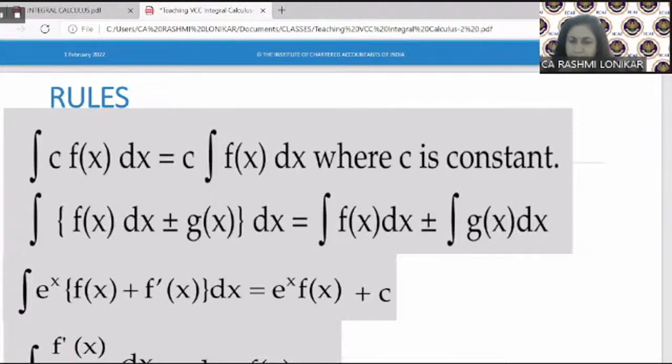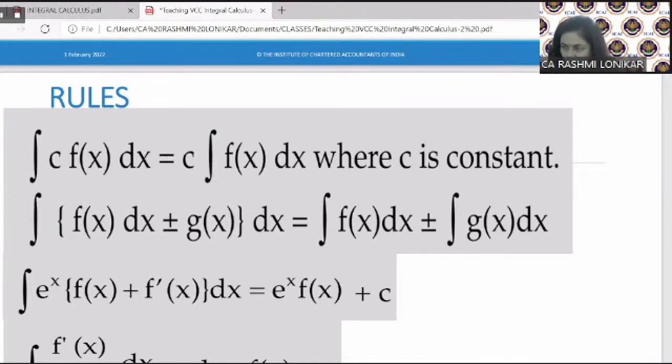Then we have, if I have addition of 2 functions and we want to find its integration, it will be the integration of the first function plus integration of the second function. If I have subtraction, then it will be integration of first function minus integration of second function.